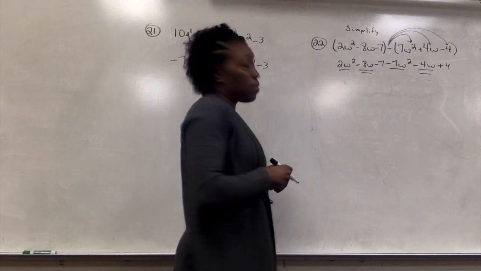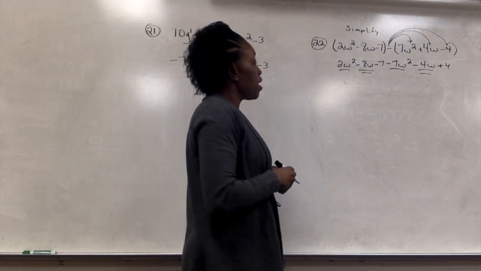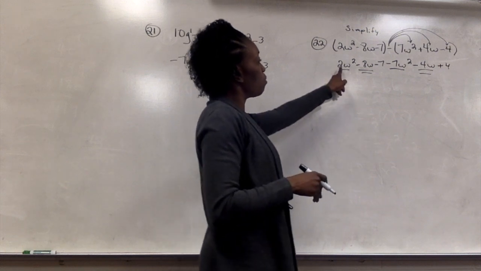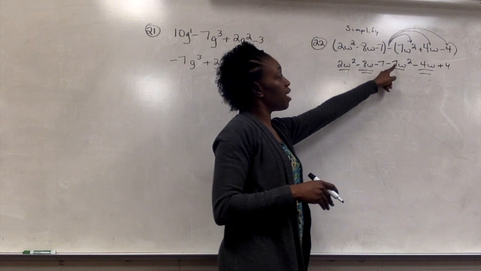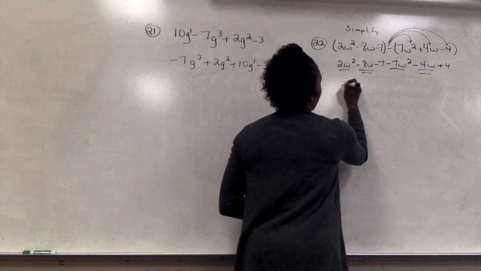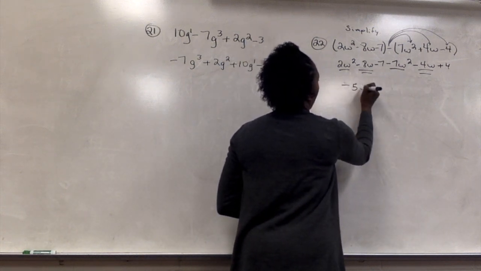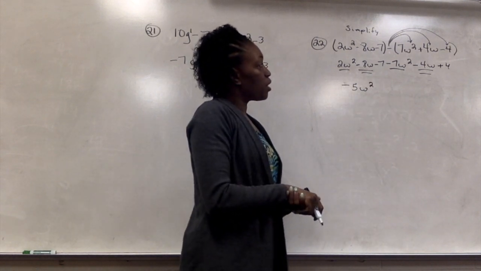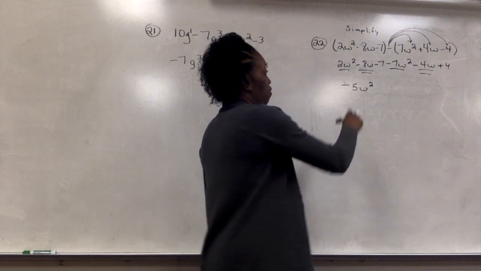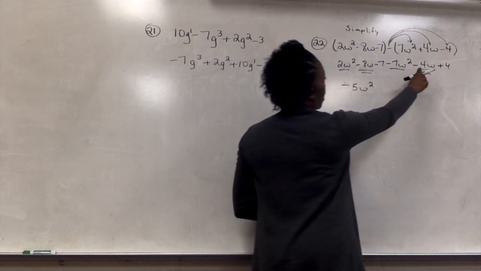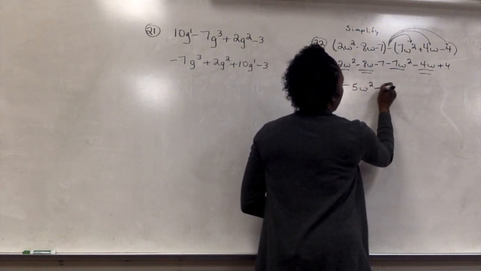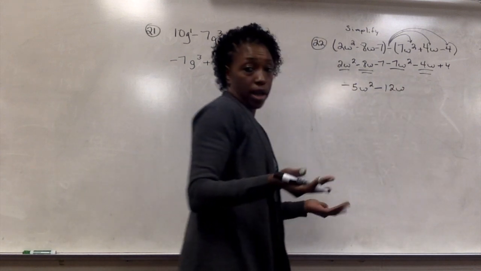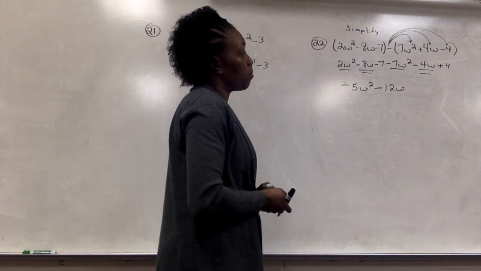Now, I want to keep it in standard form, so I want to keep my highest exponent first. So I'm going to go with 2 minus 7 is going to be negative 5w squared. Then I'm going to go with my w group. Remember, I have a negative 8 and a negative 4. That's negative 12w. Or you can say minus 12w. It means the same thing.